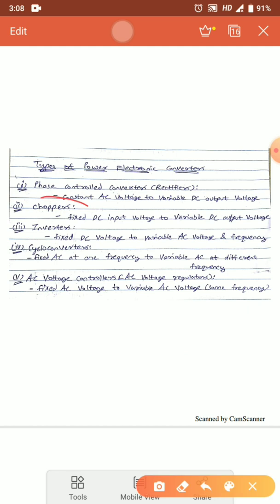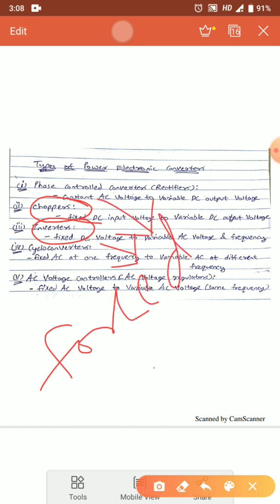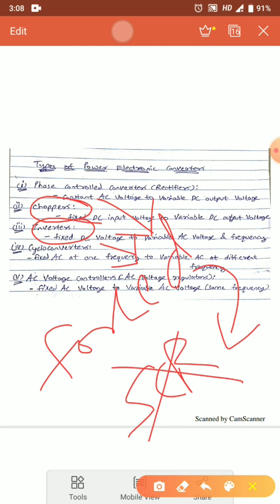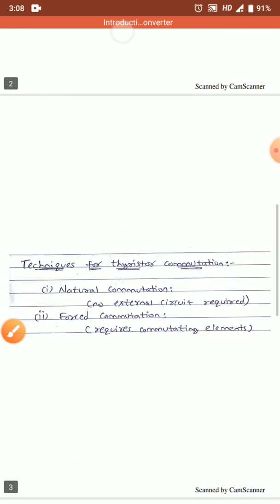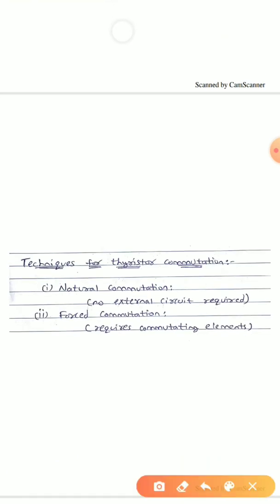And for circuits like chopper and inverter, I cannot get natural commutation, so I have to go for forced commutation in these two types of circuits. Why? Because the input supply that I am giving is DC, and my SCR will not turn off by itself. So for turning off my SCR, I have to go for forced commutation. This forced commutation has 5 different techniques. We'll be discussing this in the upcoming lectures.